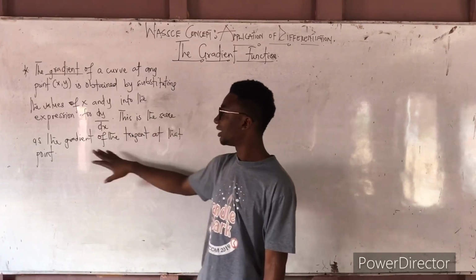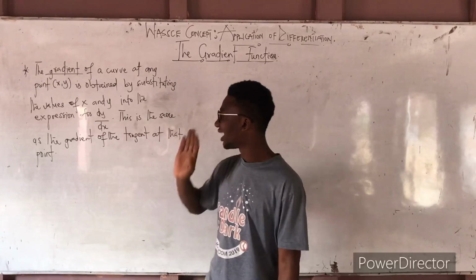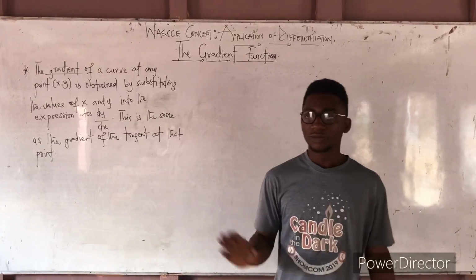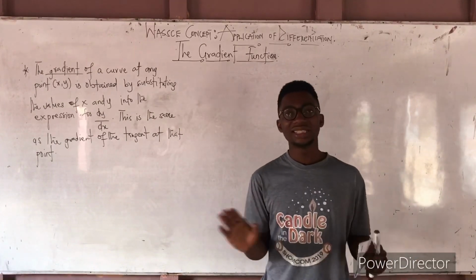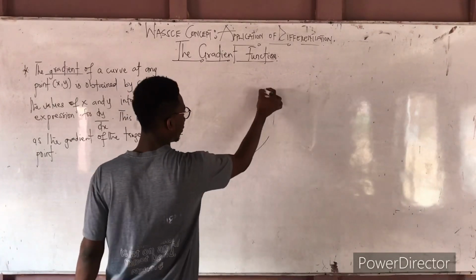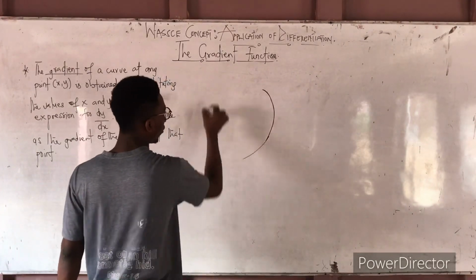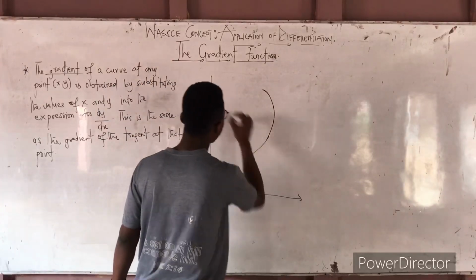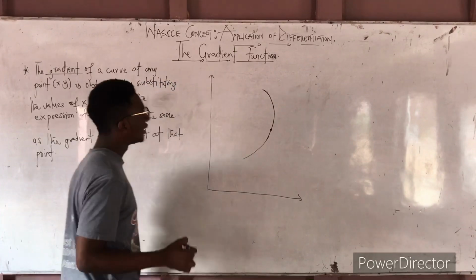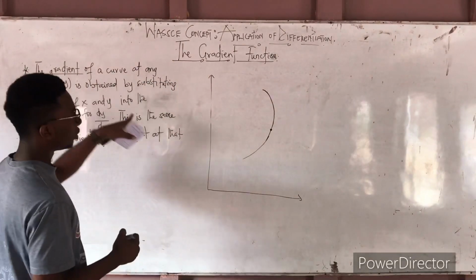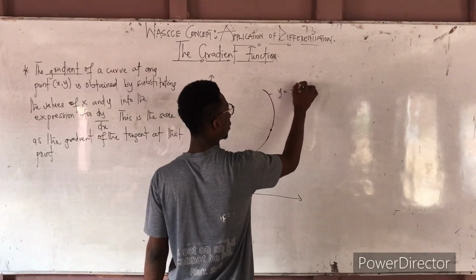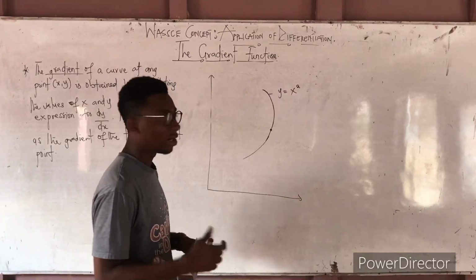This is the same as the gradient of the tangent at any point. Anytime that you find the gradient of a curve, it's the same as the gradient of the tangent at that point. For instance, if I have this as my curve lying within the Cartesian plane, and I want to find the gradient at this very point, let's say this curve is y equals x squared.